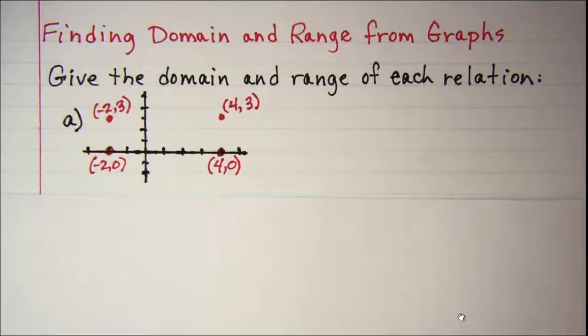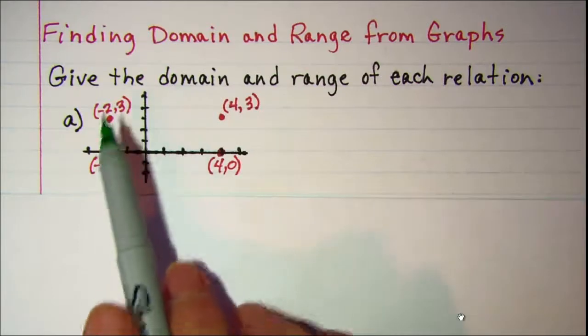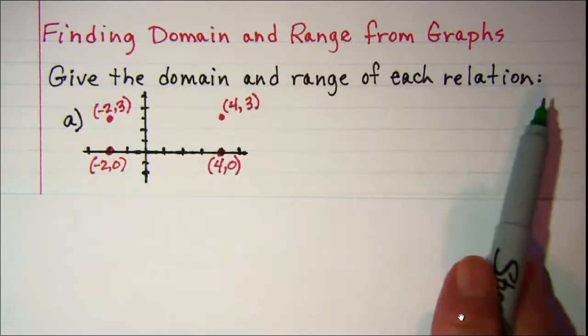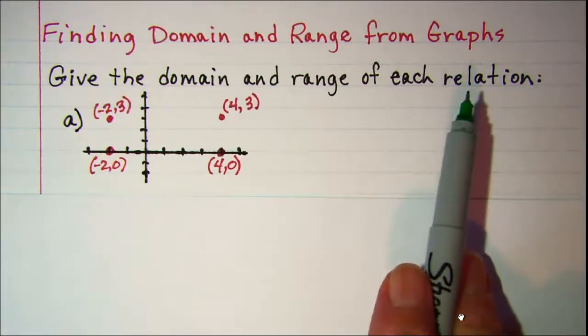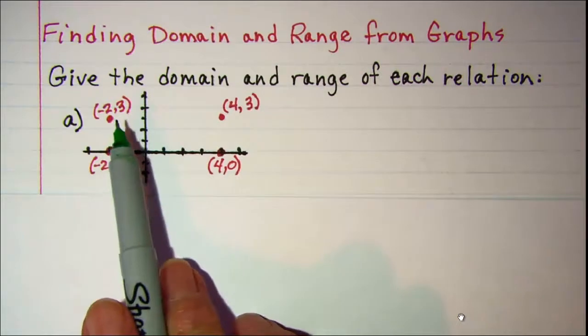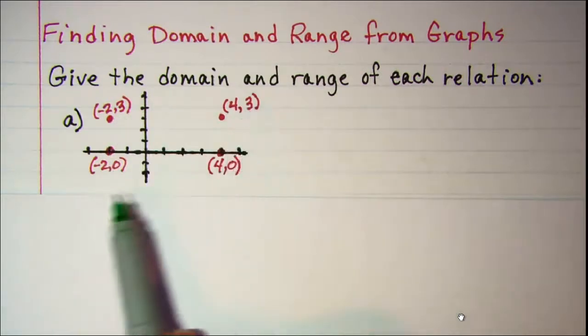In this video, we'll be finding domain and range from graphs. We're asked to give the domain and range of each relation. Now, our relation is a set of ordered pairs. In our first example, we can see that we have 4 ordered pairs.